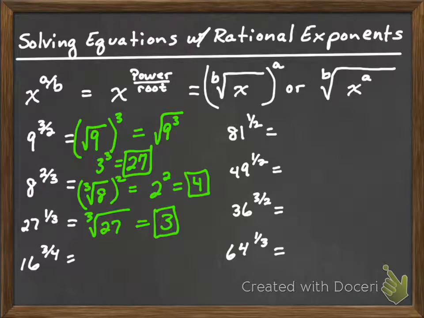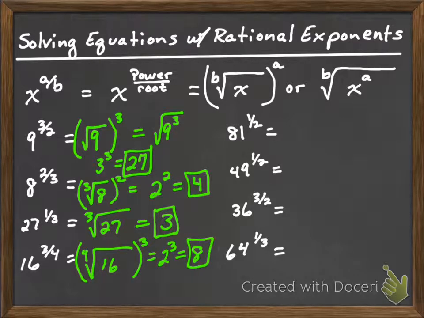All right, so the next one is going to be the 4th root of 16, and then raising that answer to the 3rd power. Now the 4th root of 16 is 2, because 4 2's multiplied together give us 16. So the inside here comes out to 2. Now 2 to the 3rd power is equal to 8.